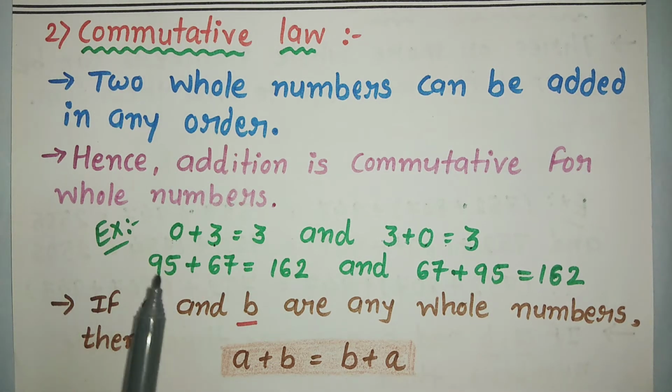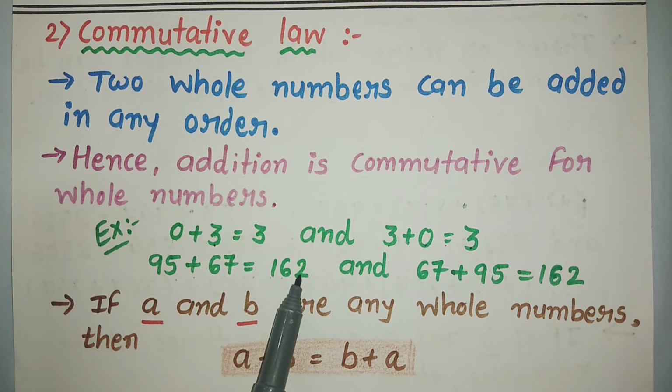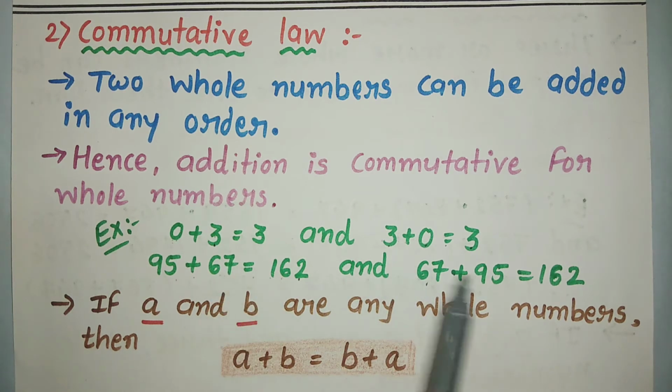Here is another example. 95 plus 67 equals 162. Now, if I interchange the order of these numbers, which means I exchange the numbers, here 95 is replaced by 67 and 67 is replaced by 95. You can do the addition, and your answer will be 162.